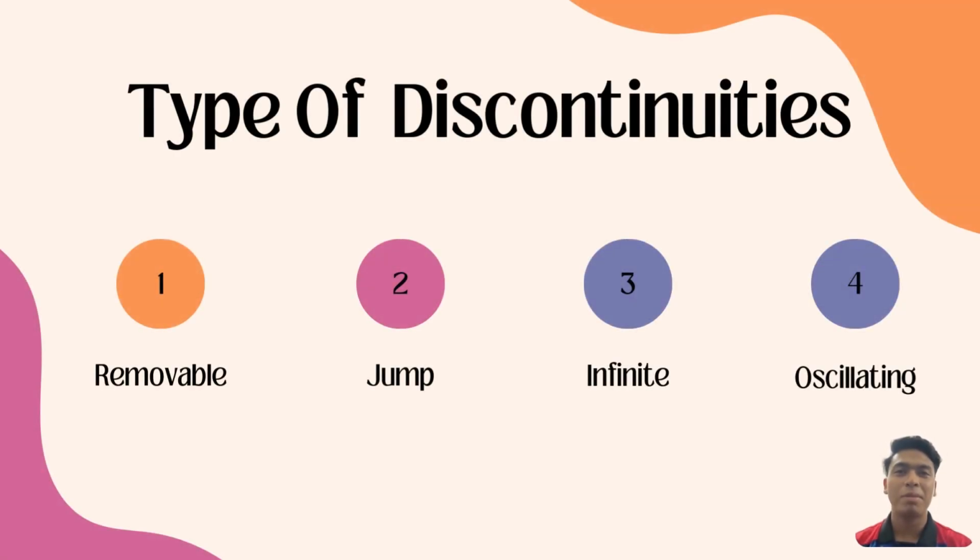I will start by explaining the different types of discontinuities in a function. There are four main types: removable, jump, infinite, and oscillating discontinuities. Each type shows a different way a graph can be broken or not continuous at a certain point.